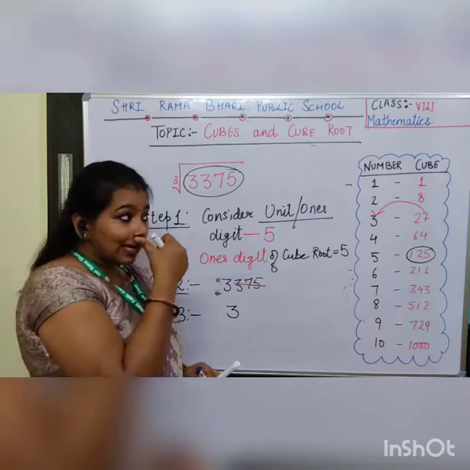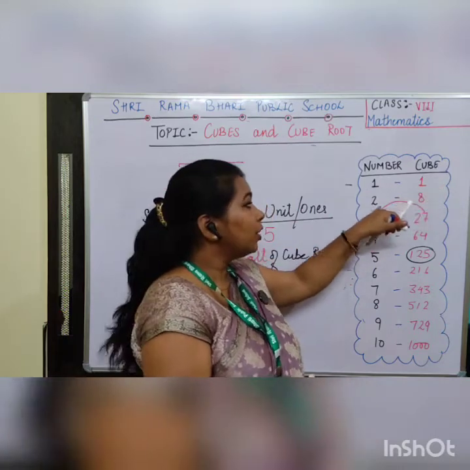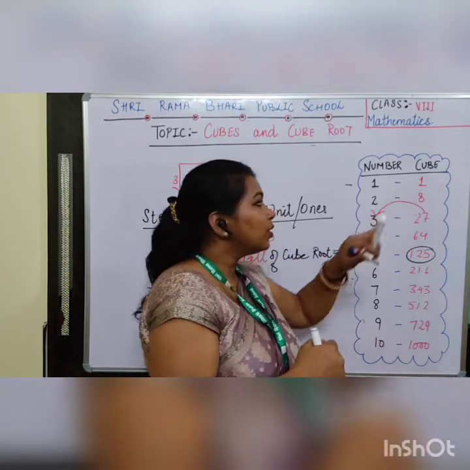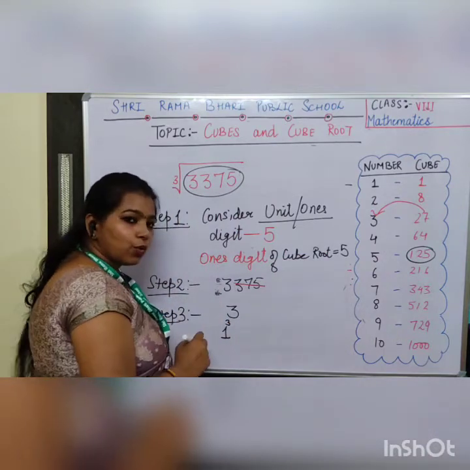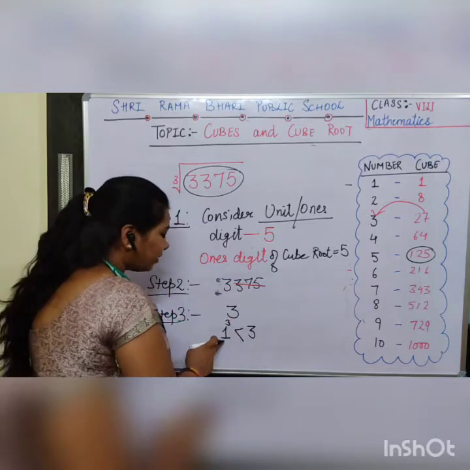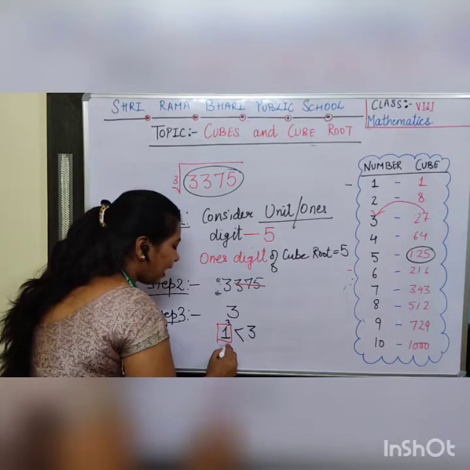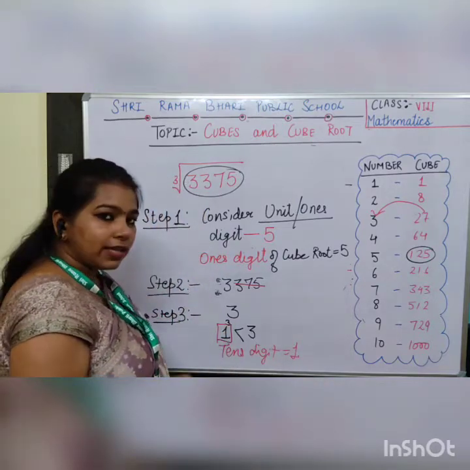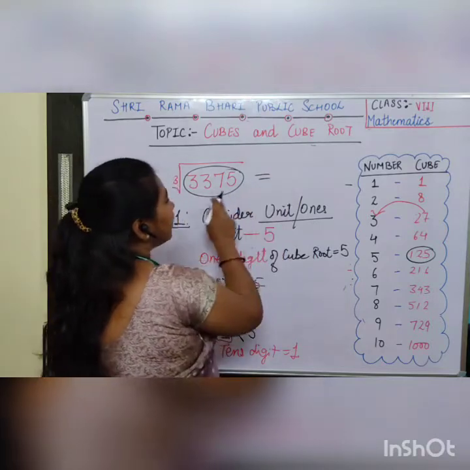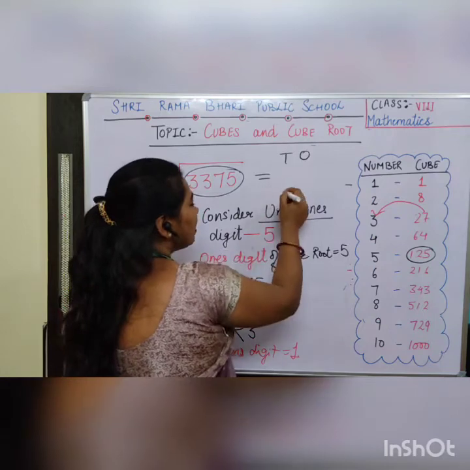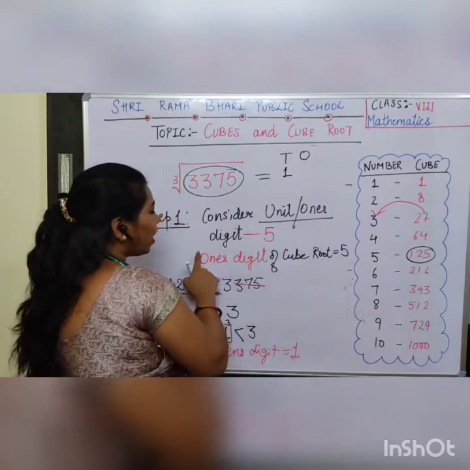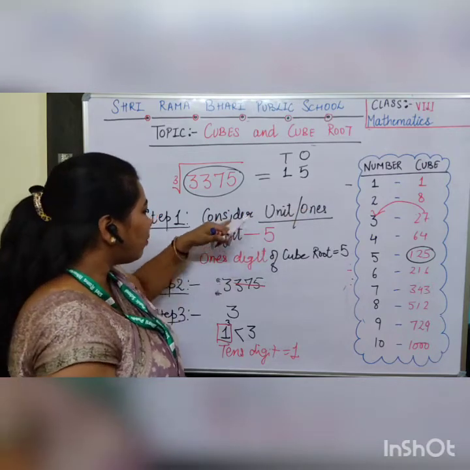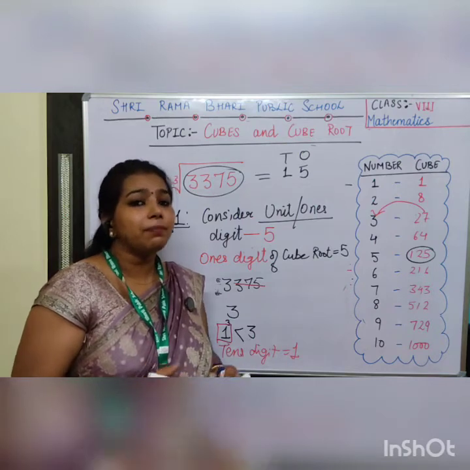Let's start with 1. 1 cube is 1. 2 cube is 8. So 8 is bigger than 3, but 1 is less than 3. So 1 is the number whose cube is less than 3, and we will consider 1 as the tens digit. After doing all these 3 steps, we conclude that the tens digit of the cube root is 1 and the ones digit is 5. So the cube root is 15. By following these 3 steps, we can find the cube root of any perfect cube.